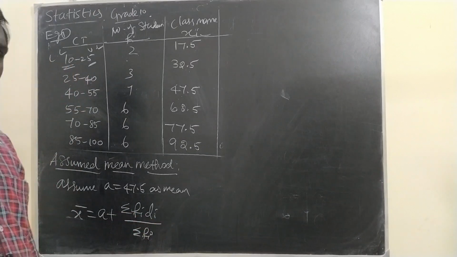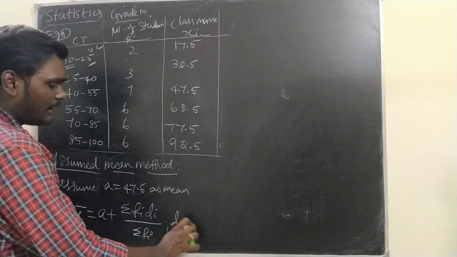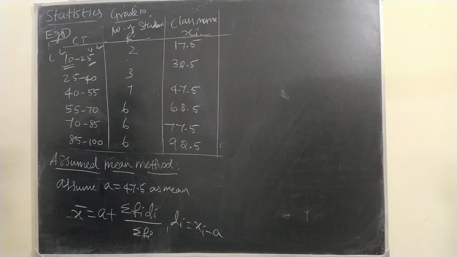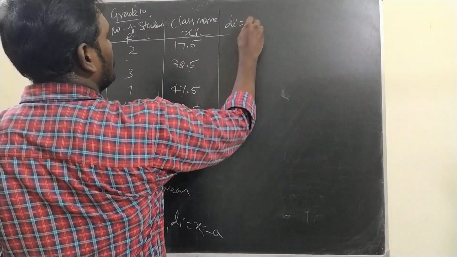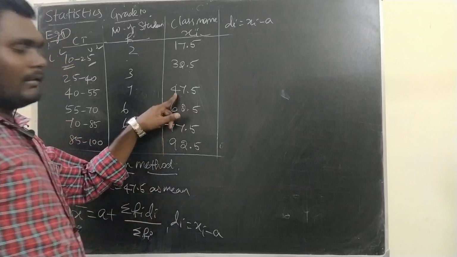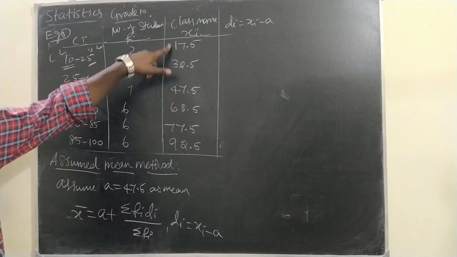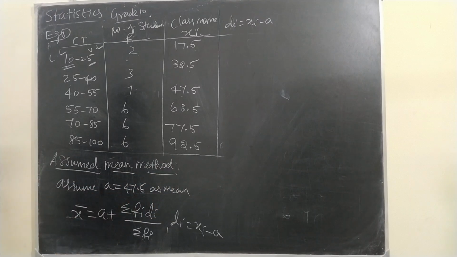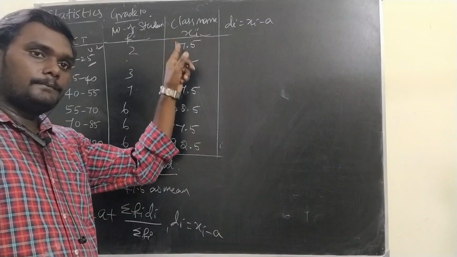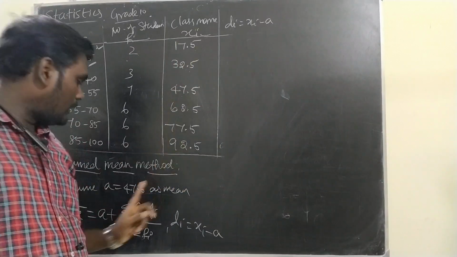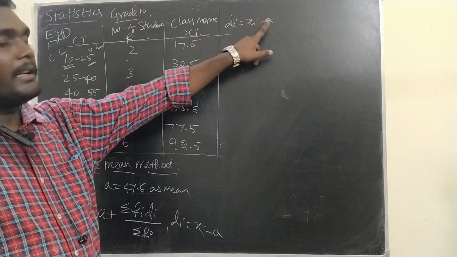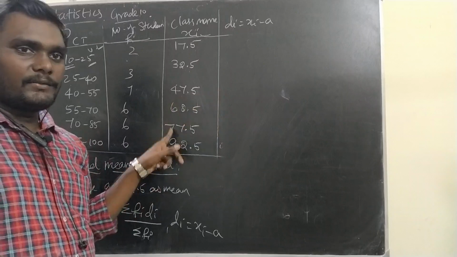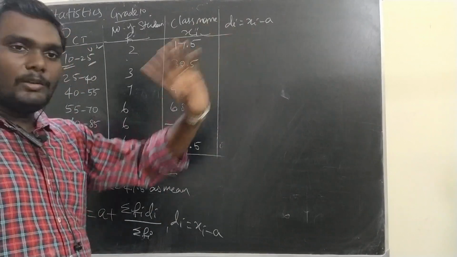Previous formula fi xi we got. Here di we got, right? What is di? Xi minus A. Xi means all these numbers. A is only 47.5. So when I say xi minus A, x1 minus A, x2 minus A, x3 minus A, x4 minus A, it keeps changing. But the A value won't change.